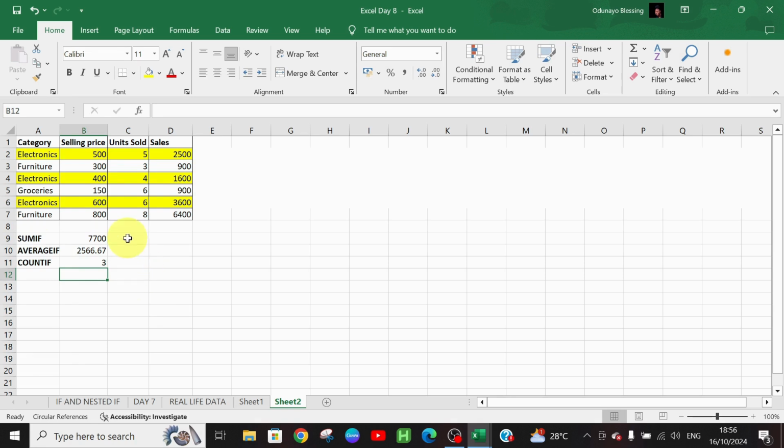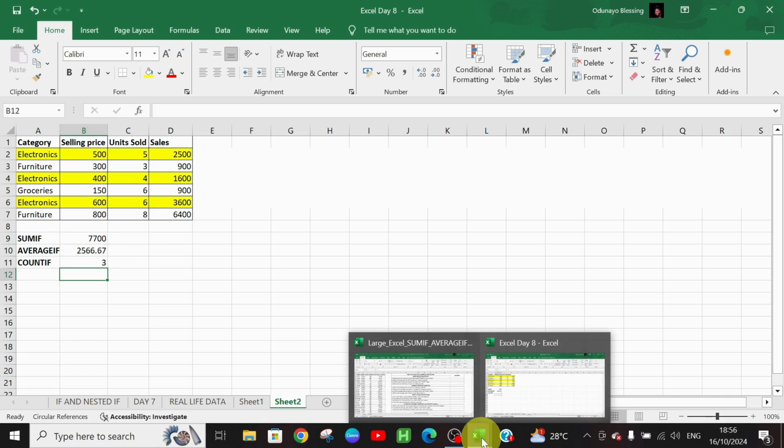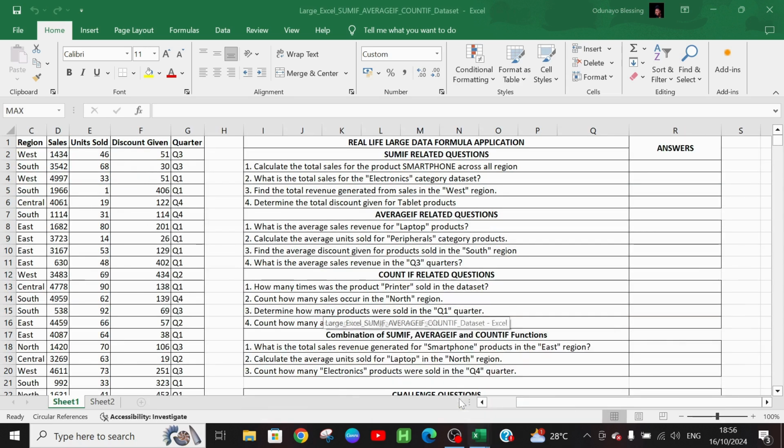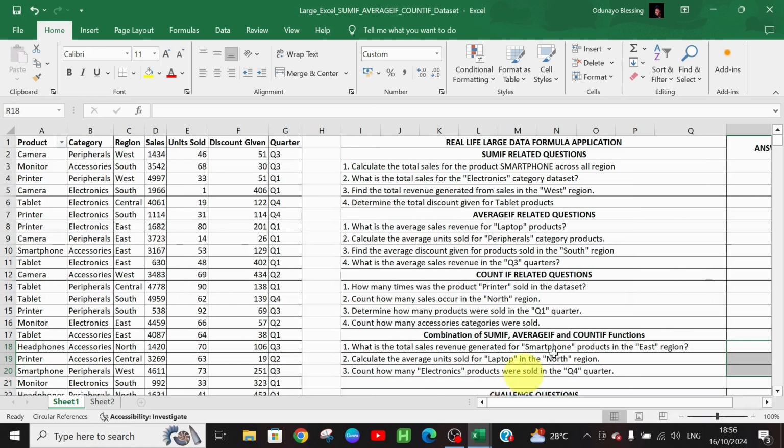Now, you may not really appreciate it for this, but let's go to the large data in order for you to see that you can't just click on it one after the other like the other time. So look at this data. It's actually somewhat robust data. It has 500 rows down.